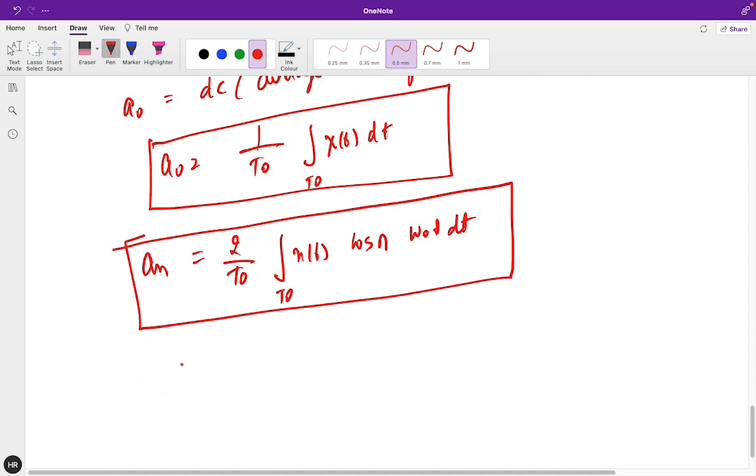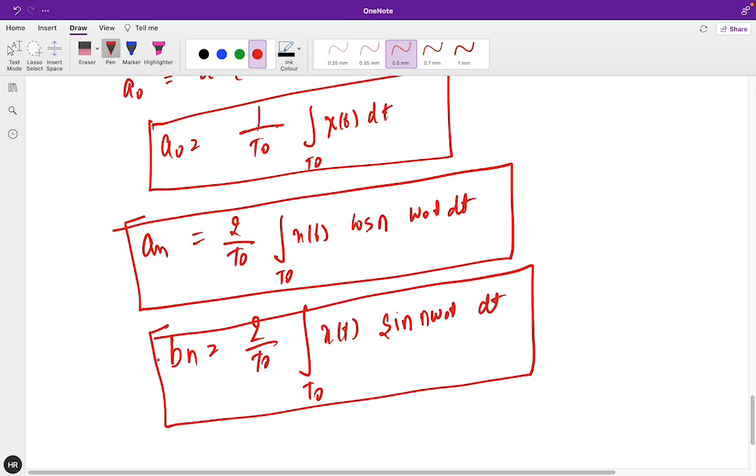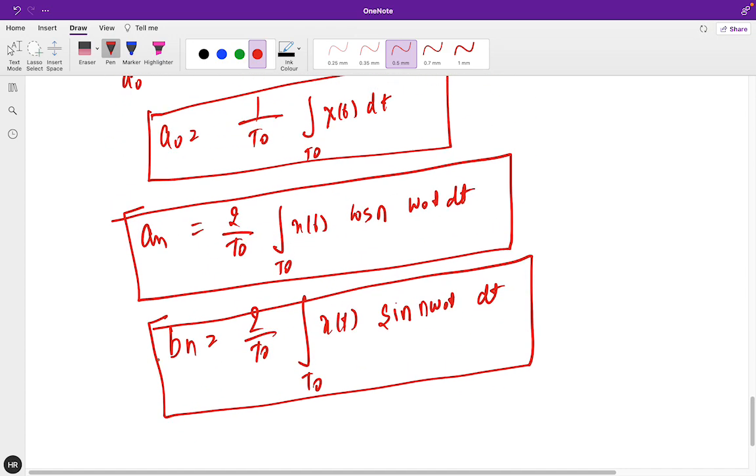And what about the bn? Bn is nothing but 2 by T naught, integral over the time period T naught of x of t, instead of cos it will be sin n omega naught t into dt. Okay, so this is the trigonometric Fourier series.